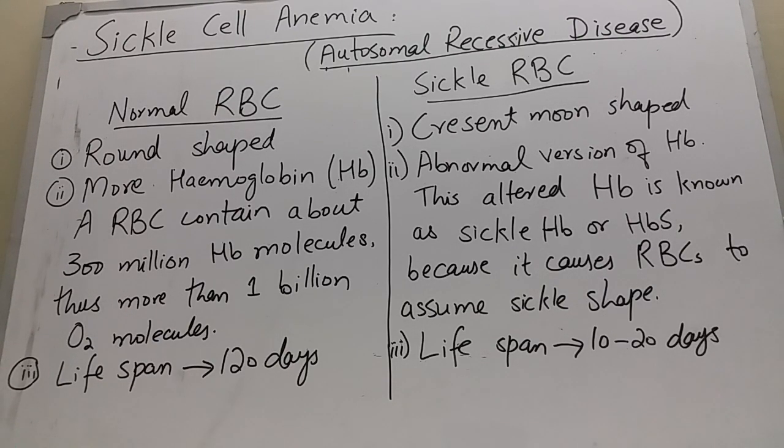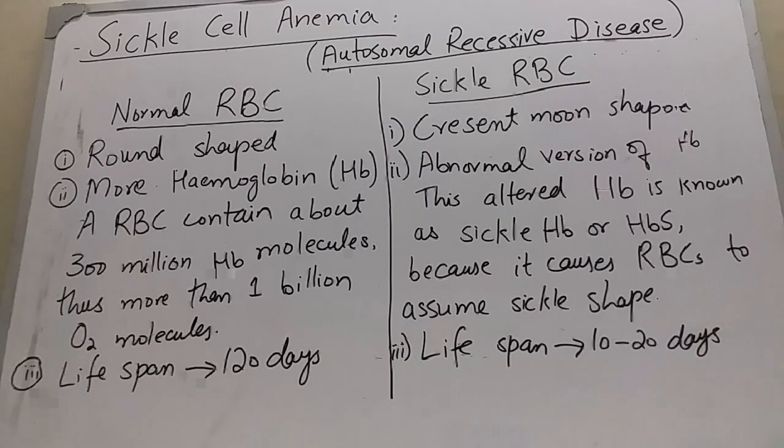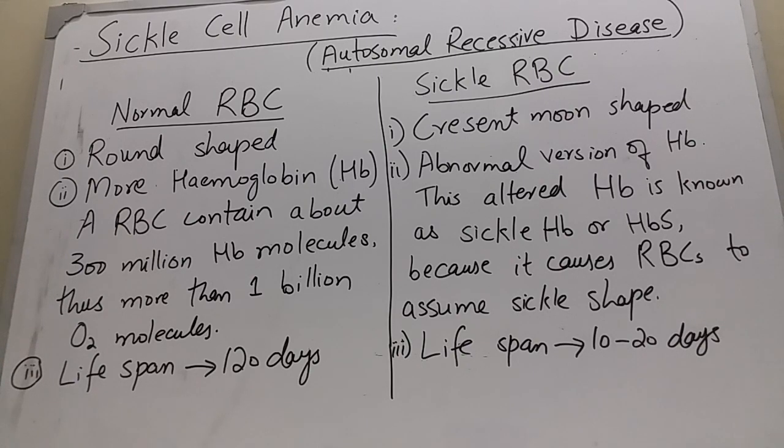The third point is that normal RBCs have a lifespan of 120 days. 120 days means 4 months. It means normal, healthy RBCs are destroyed after 120 days, after 4 months. They have a long life duration as compared to sickle shaped RBCs. The lifespan of sickle RBCs is about 10 to 20 days. It means they are broken down easily. Their lifespan is very short, about 10 to 20 days.